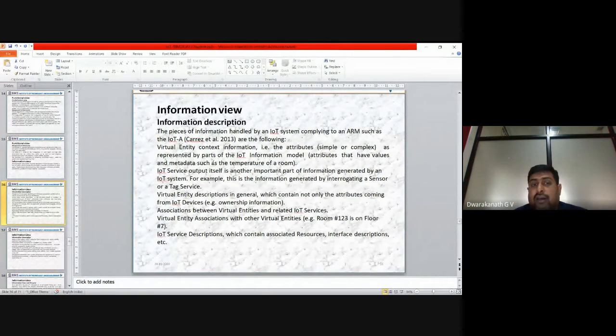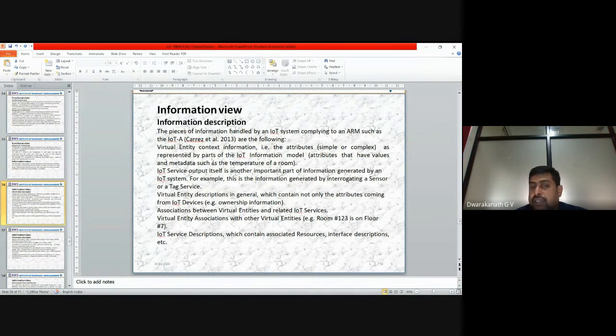That's why I'm saying that how we relate the information descriptions, where you are getting the data from and how you are relating it, is very much important. The IoT service output itself is another important part of the information generated by an IoT system. What is interrogating a sensor, and whether it is giving the correct gas, is important. Whenever someone says a smell, I would take an MQ sensor, but which gas and what component, I really don't know until I ask the chemistry professor.